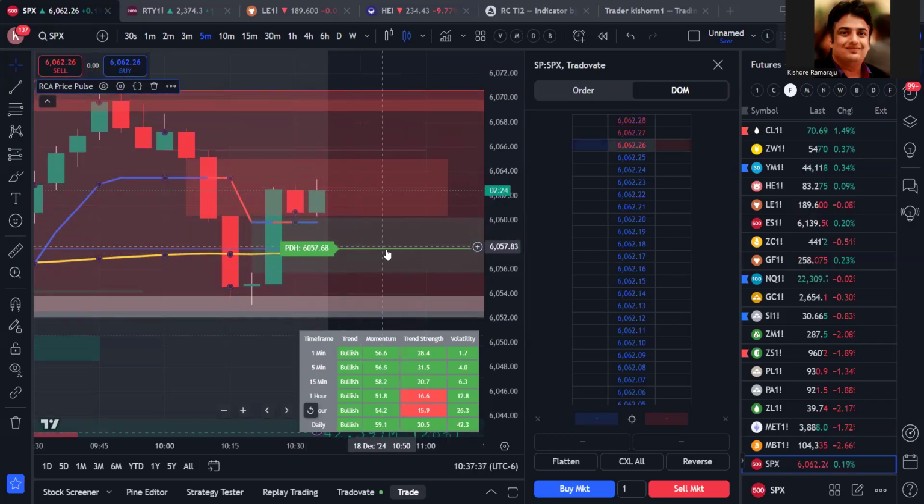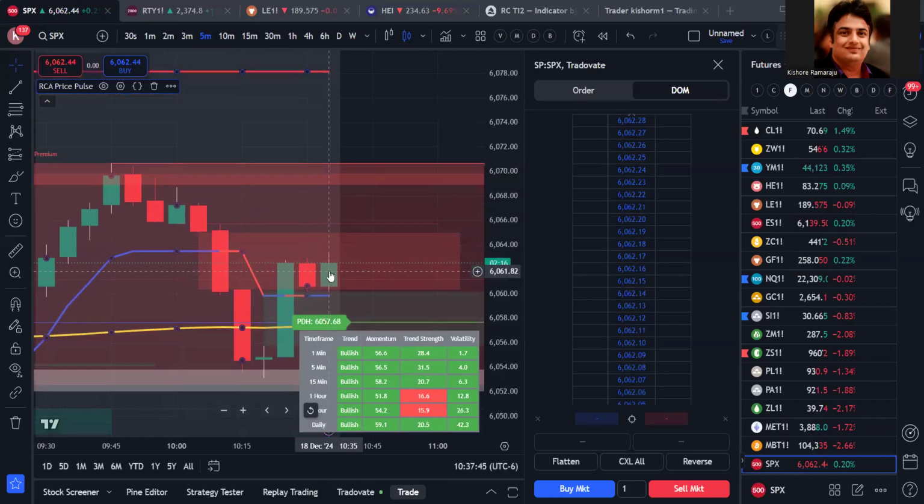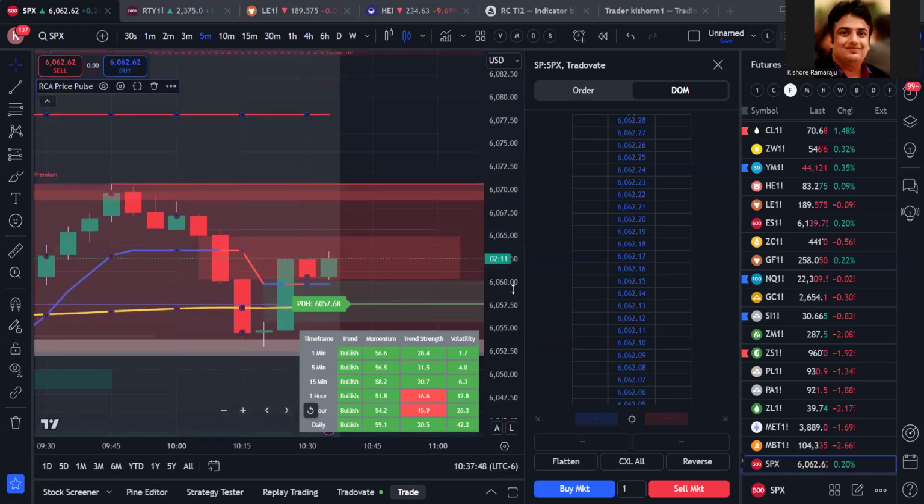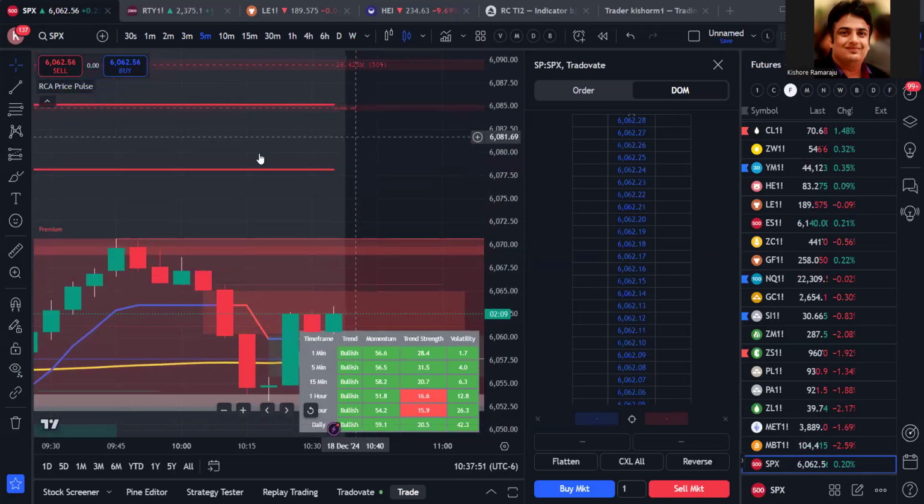If the number of buy orders is more than the number of sell orders, then it will break the resistance, right? This is like a resistance. They will break this and they can take it all the way up, right? So this is our next resistance. This is our next resistance.